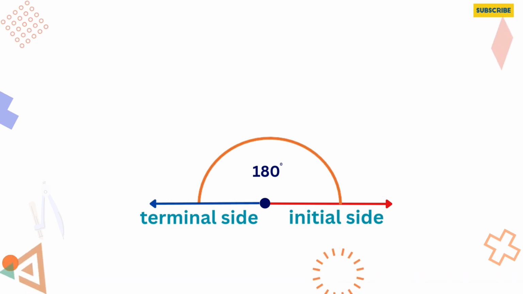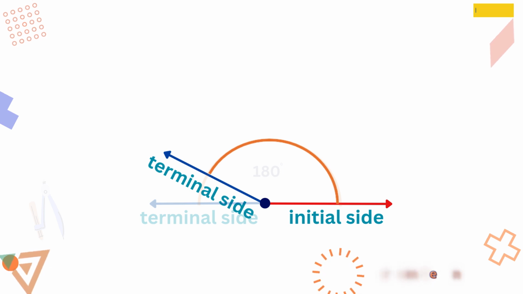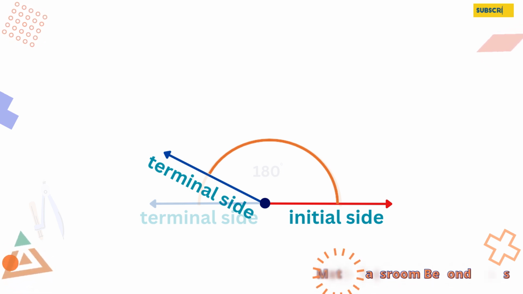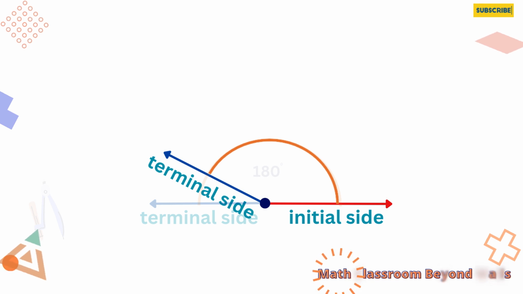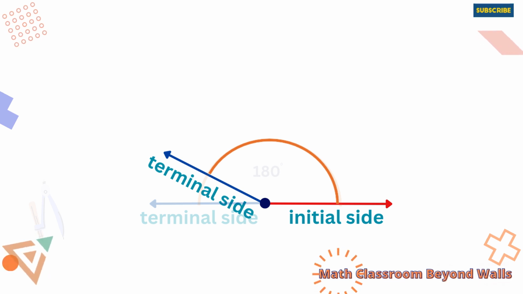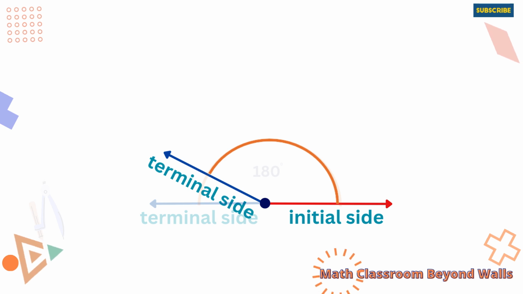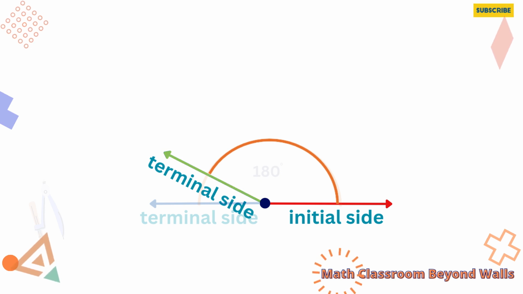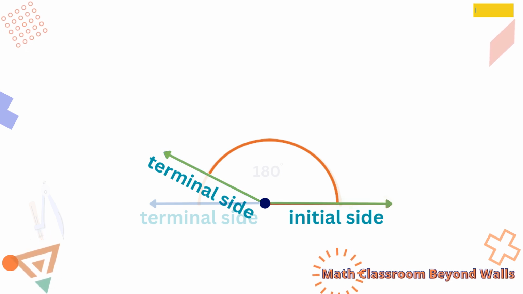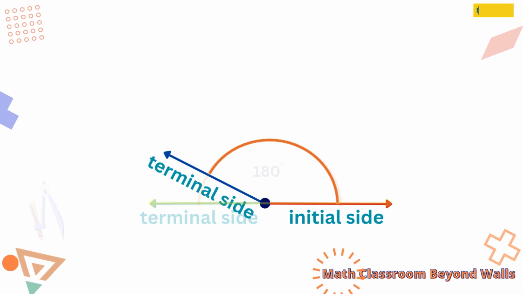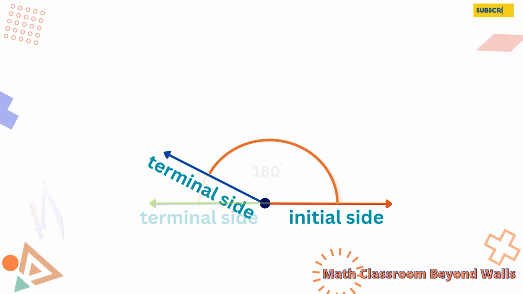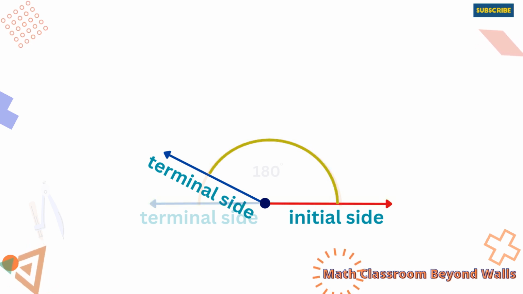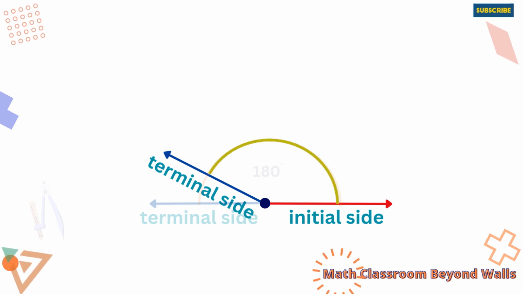Now, turning the terminal side of this 180-degree angle as shown, what do you think is the size of the new angle? Is it greater than 180 degrees or less than 180 degrees? Okay, so here, the terminal side of the new angle is now closer to its initial side compared to that of the 180-degree angle, the straight line angle. So, the measure of the new angle is less than 180 degrees.